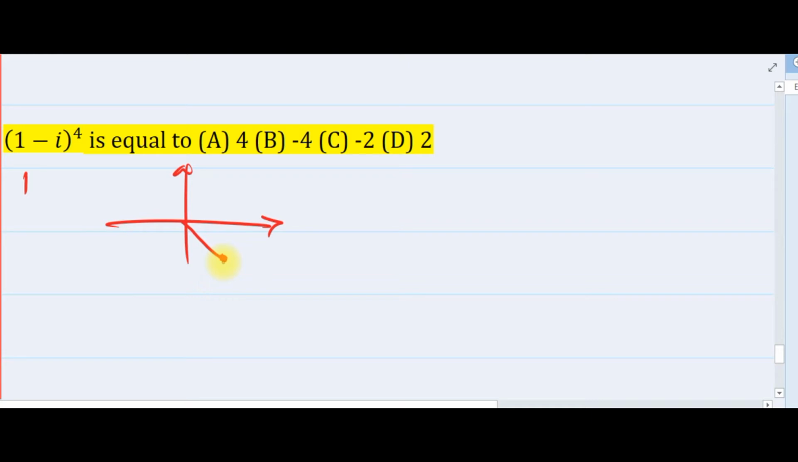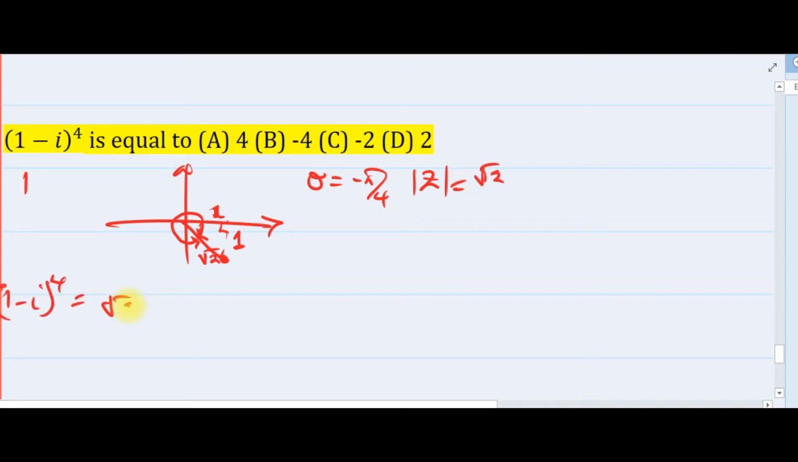Remember the actual argument moves anti-clockwise, so I'm using the negative. This is 1. So our theta is minus pi over 4, while our modulus is root 2. So we write this (1 - i)^4 as root 2 (cos pi over 4, because cos of minus pi over 4 is cos pi over 4, plus minus i sine pi over 4).